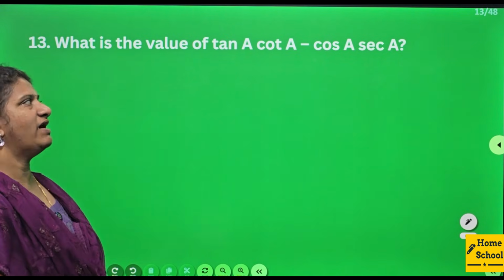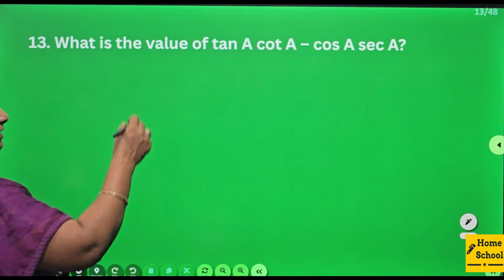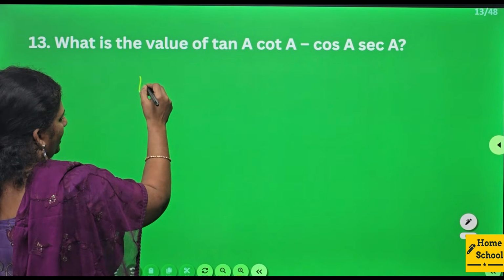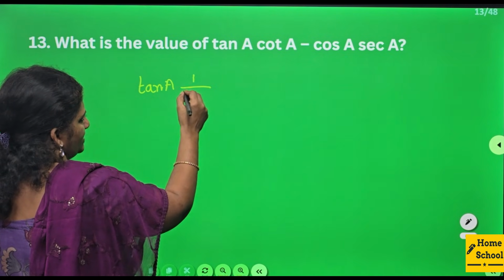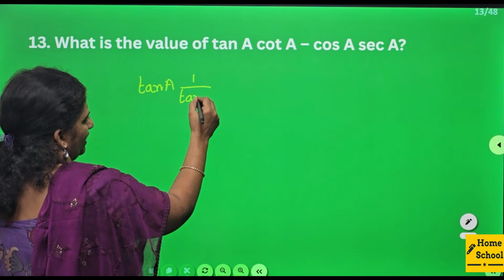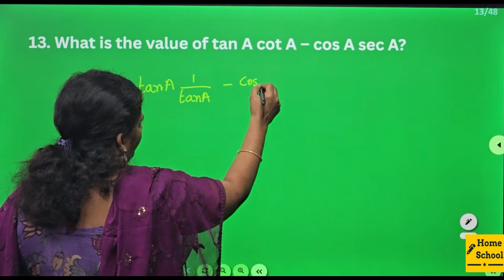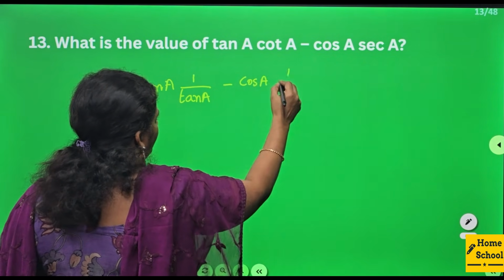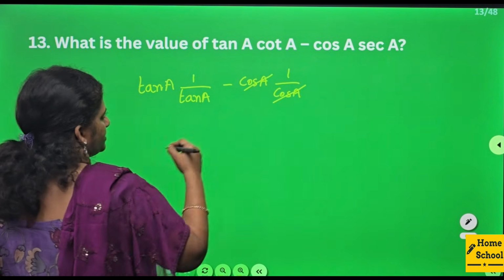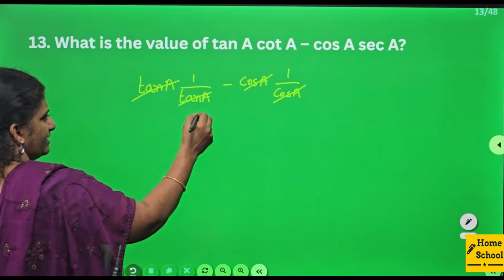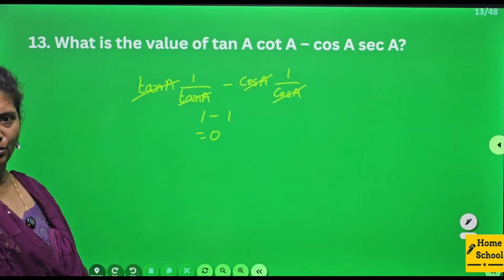13th one, what is the value of tan A into cot A minus cos A into secant A? So write tan A as it is. Cot A can be written as 1 by tan A, minus cos A. Secant A can be written as 1 by cos A. Cos A cancel, tan A cancel. 1 minus 1, that will be 0.